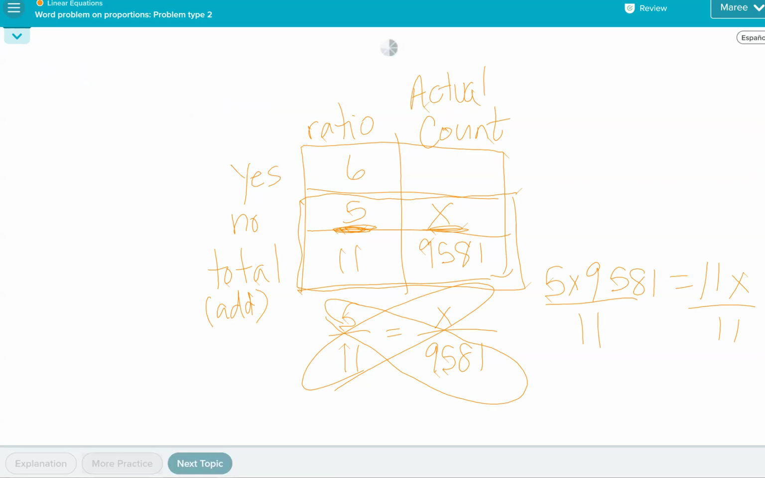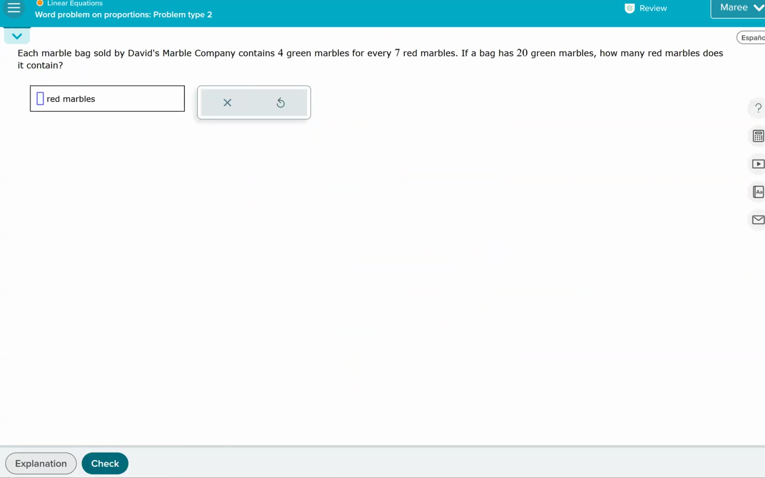Okay, so let's do another practice. This says each marble bag sold by David's Marble Company contains 4 green for every 7 red. If the bag has 20 green marbles, how many red marbles does it contain? So notice they don't give us any total. So we don't have to do a ratio box with the total. We just need green and red. And we have our ratio and our actual count. I'm just not going to write them out here.